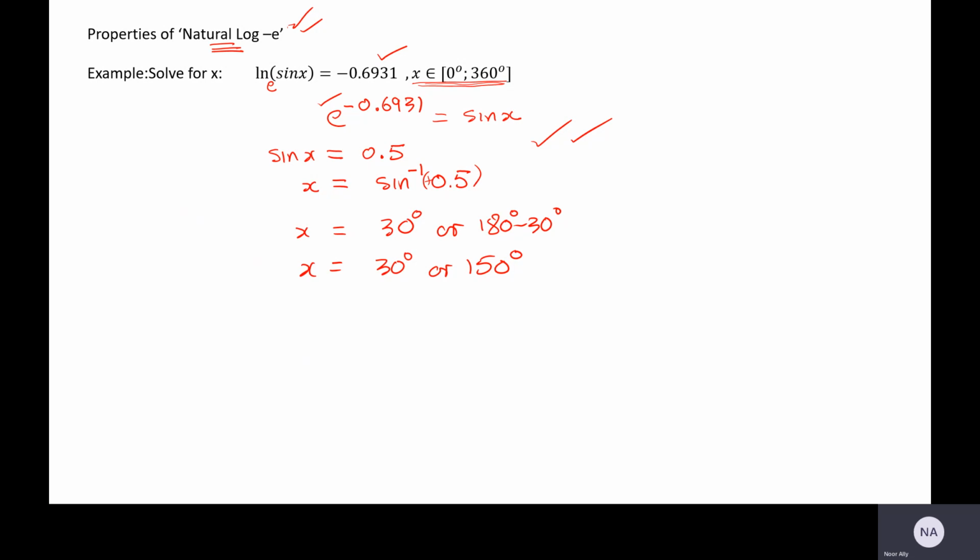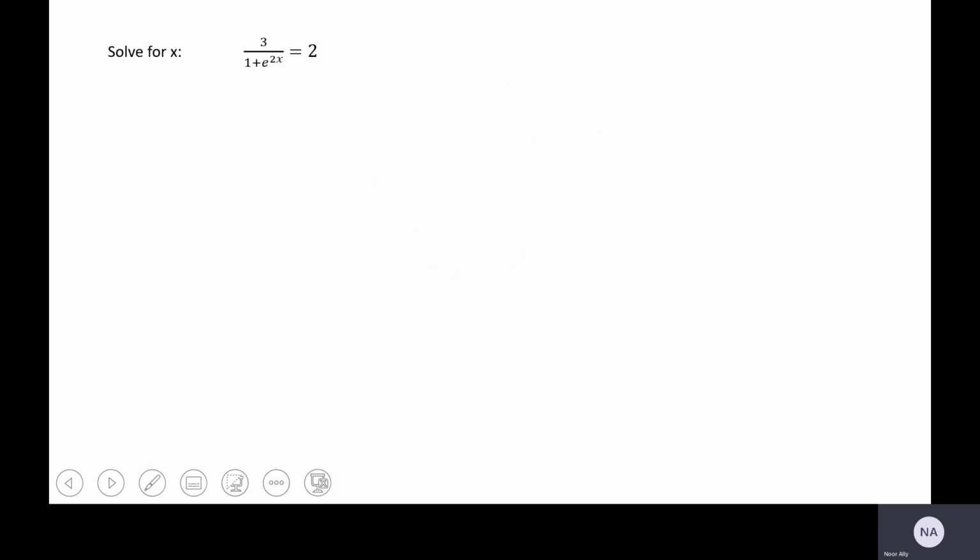Combining. Our last example: 3 divided by 1 plus e to the power 2x is equal to 2. And I want to solve for x. The only way is to try and bring this x down, but I cannot, and you should not introduce logs at this stage. You must first isolate that exponent. So I want that e to the 2x to be by itself. So how can I do that?